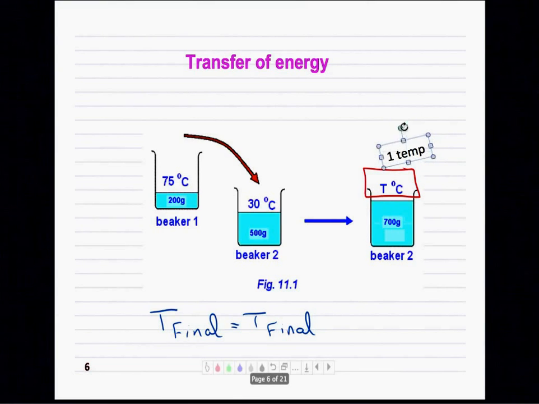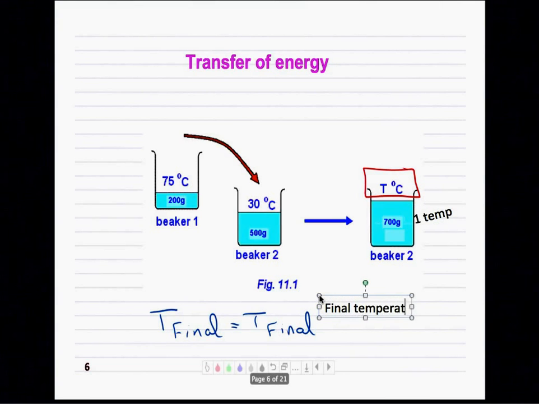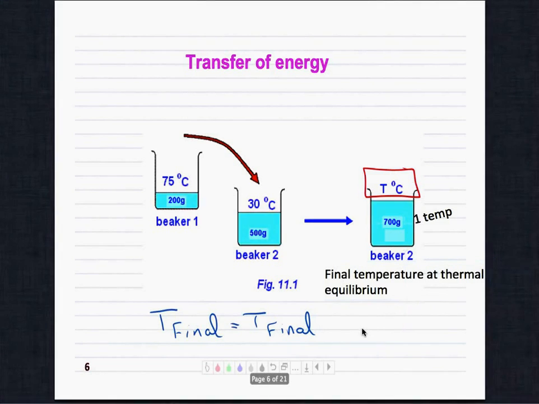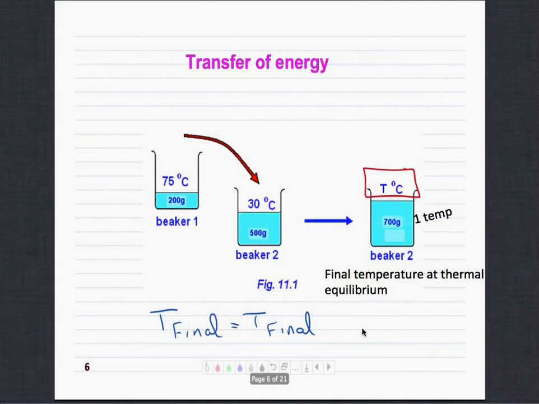And this is at thermal equilibrium. Thermal equilibrium means both are mixed well and all of the beaker has one temperature. In this case, the system is isolated, meaning it's not losing heat to the surroundings. It's not, for example, a cup of coffee in a glass that is losing heat. We're isolating the system. We're going to find T final: one temperature for all the beaker.